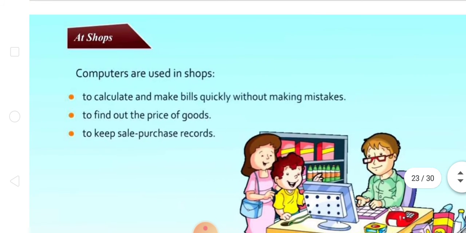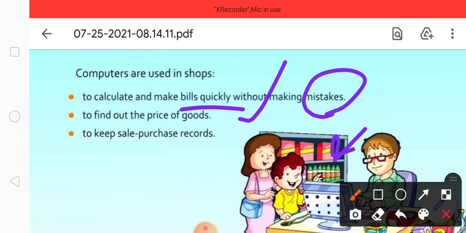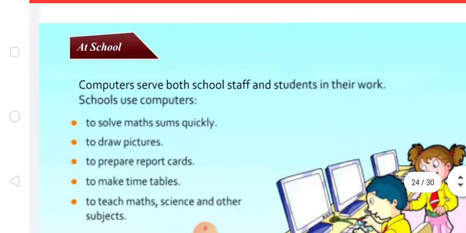So it helps to calculate and make bills quickly without making mistakes, just like here the person is doing. The computer helps us to make bills quickly without making mistakes, to find out the price of goods, or to keep sale and purchase records, the computer is used.